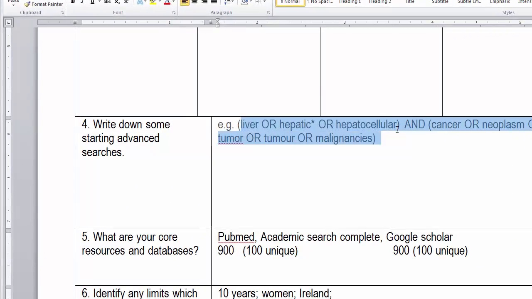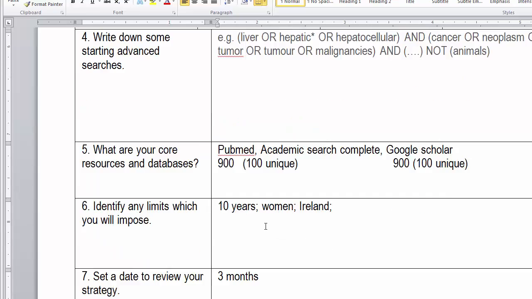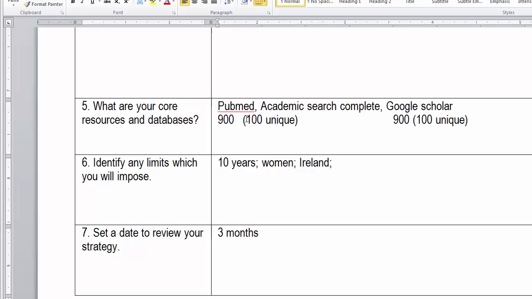And the reason you have this kind of complicated search is that I could put in something else, I could have another, and I could put in a "not". And I could have "not animals", because I don't want to get liver cancer in dogs or pigs. I want to make sure that it's focused completely on humans.